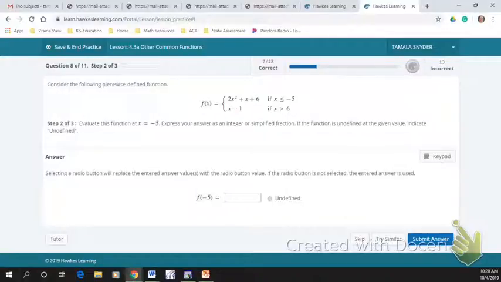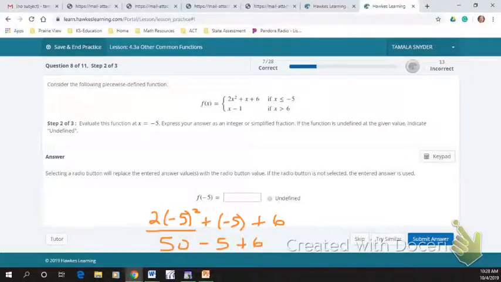And then for step 2, now they give you one you can actually do. F of negative 5, so I would go to which function to plug in a negative 5? The top one. So I plug that into the top, and I would have 2 times negative 5 squared plus negative 5 plus 6. So you just have to be careful with your signs here. That's 25 times 2 is 50. 50 minus 5 plus 6. So that's going to be 51. You plug a 51 in there for that one.